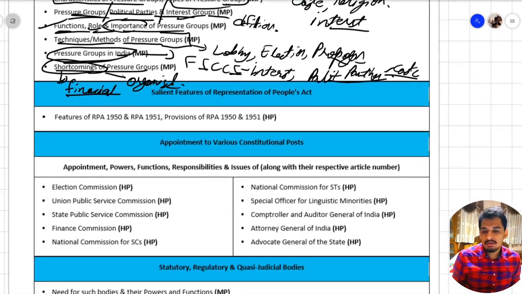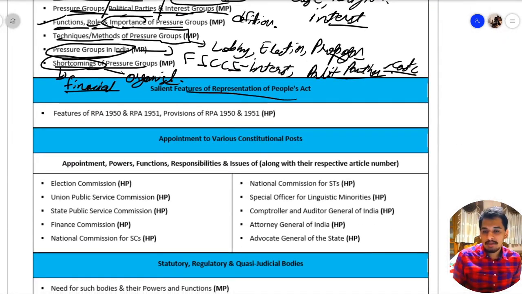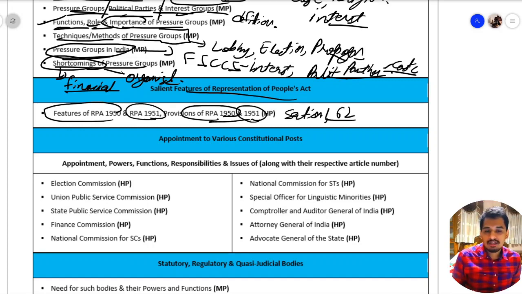Then you should know about the salient features of the RPA Act. In this we have features of RPA Act 1950 and 51 and what are the provisions of RPA Act 1950 and 51 along with the section numbers. Like what is section 62 for in RPA Act 1951, what is section number 126, this should be known to us.